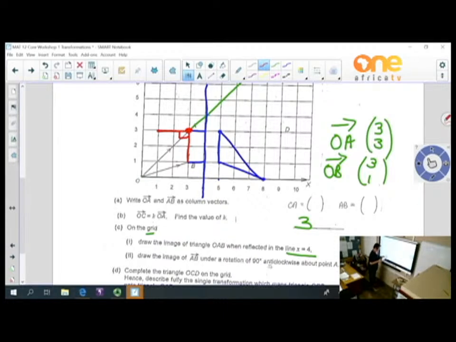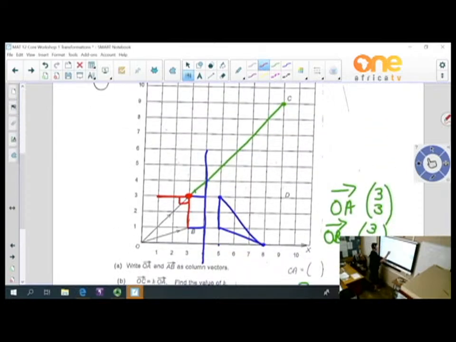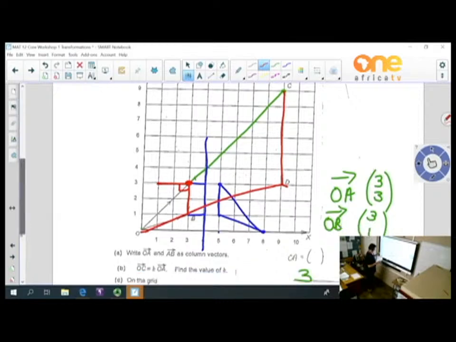And then they say, complete OCD, the scale factor of the enlargement is 3, and the center is (0, 0). Now we already have OC, and you can just join the points there. So now we just draw D, and this must be joined with O. So there's your enlargement on that one.